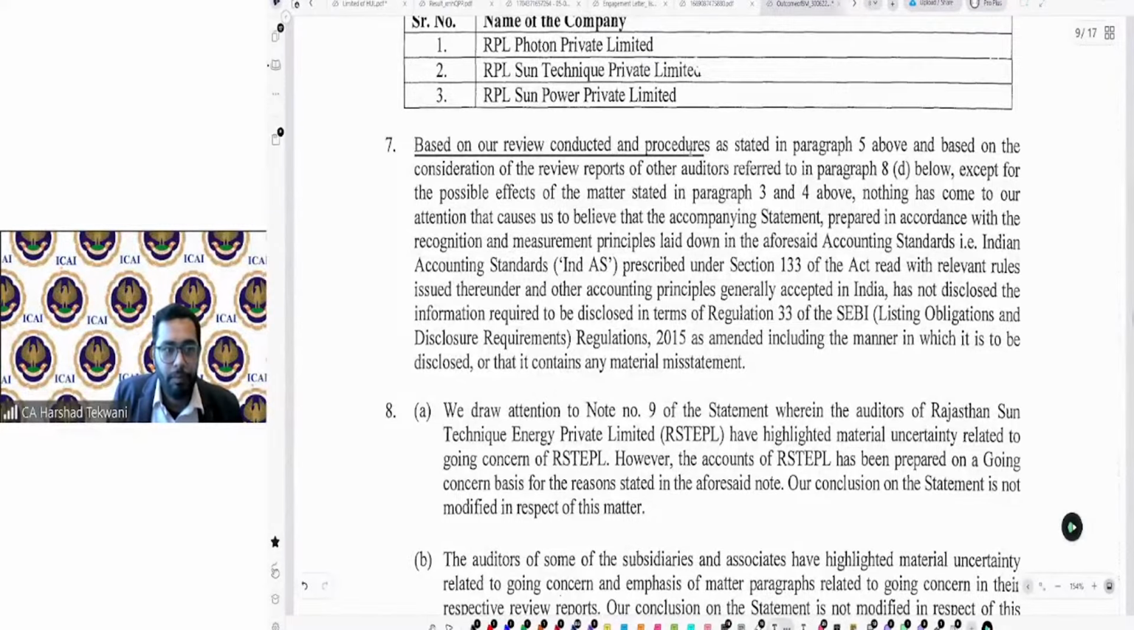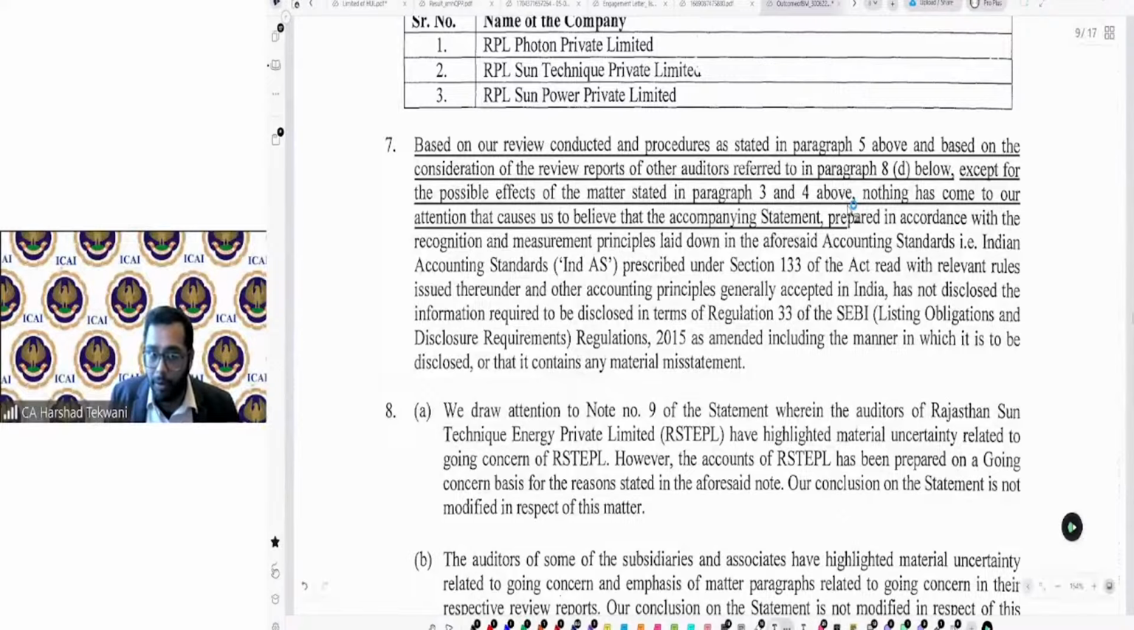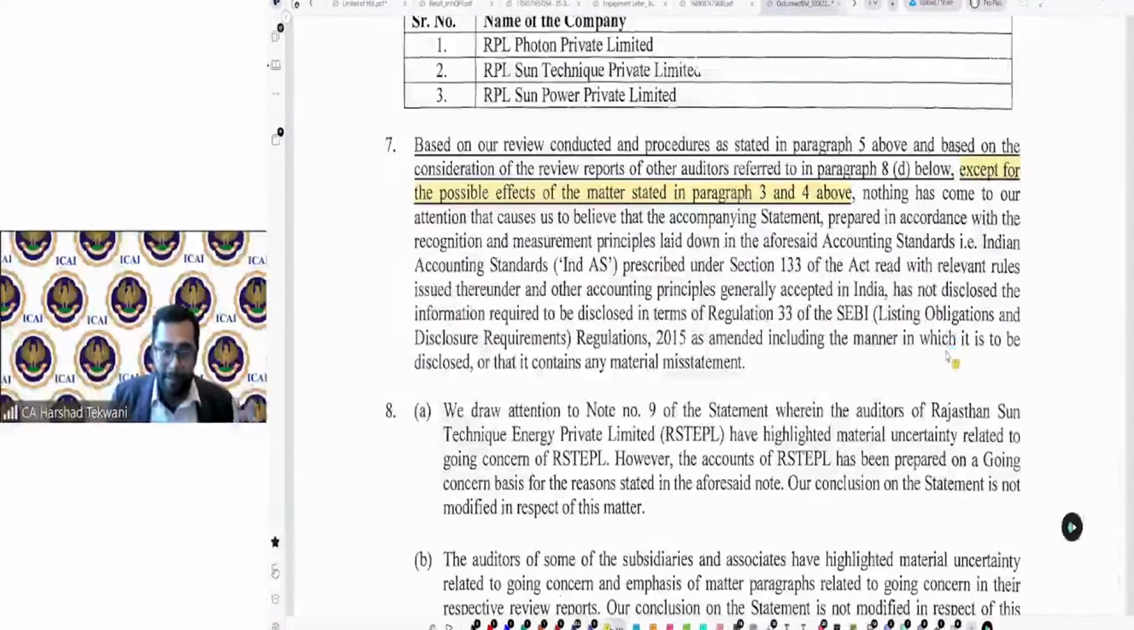Based on our review and procedures as stated in paragraph number 5 above, and based on the consideration of the review reports of other auditors referred in paragraph number 8D below, except for the possible effects of the matter stated in paragraph 3 and 4. Now, when I say except, that is a qualification. And why am I saying the word possible effect? The reason is that it's a limited review. I have not performed the detailed audit to ascertain the full impact.